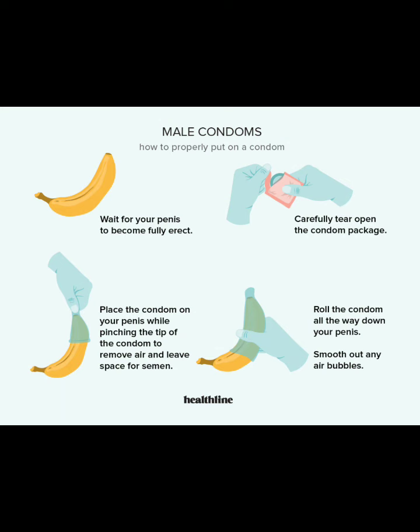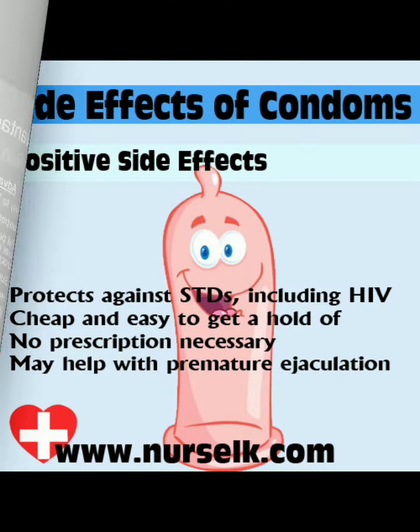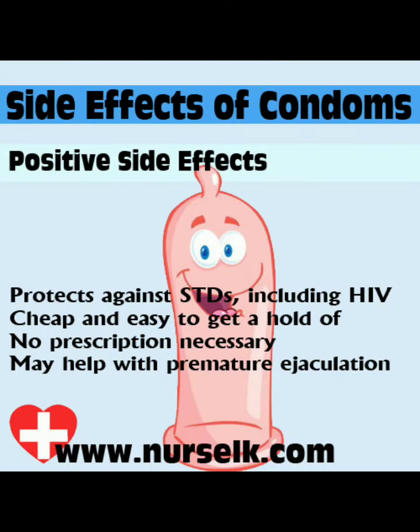Male condoms. A condom is a sheath-shaped barrier device used during sexual intercourse to reduce the probability of pregnancy or a sexually transmitted infection. Ways of how to use a male condom. The advantage and disadvantage of the male condom. Side effects of using the male condom.